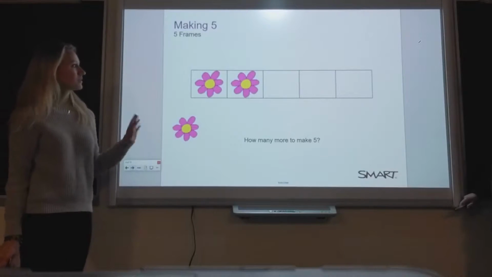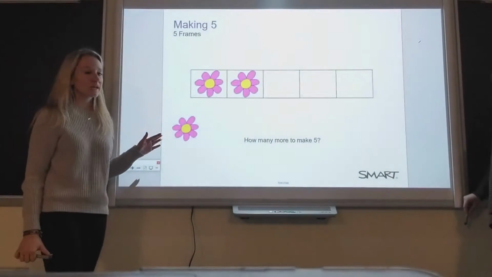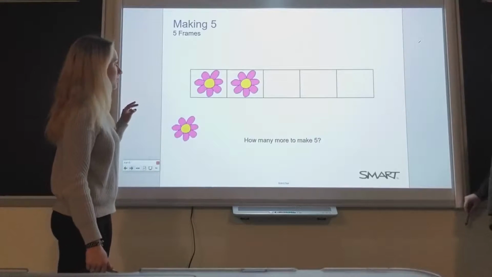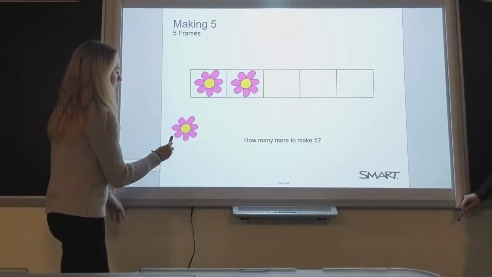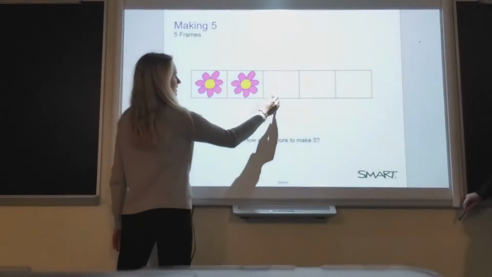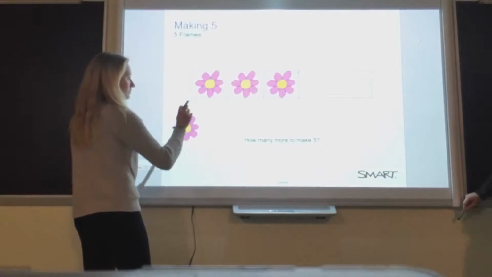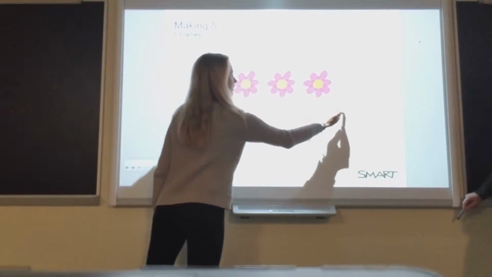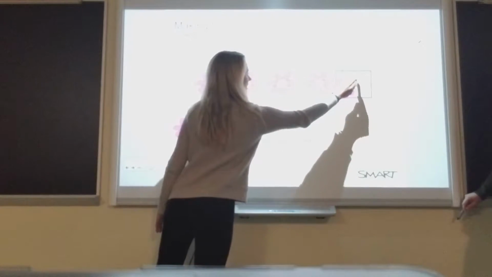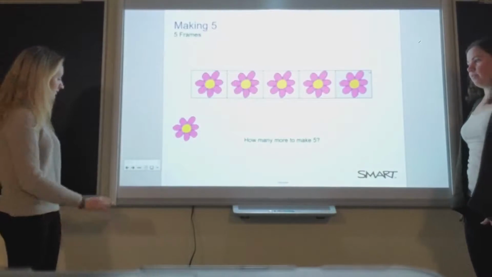On the next slide, we were getting them used to what we're going to do later. So this is having the frame and then the question, how many more does it take to get to 5? So we're clicking and dragging the flowers into the frames and counting with them. So it takes 1, 2, 3 more flowers to make 5.